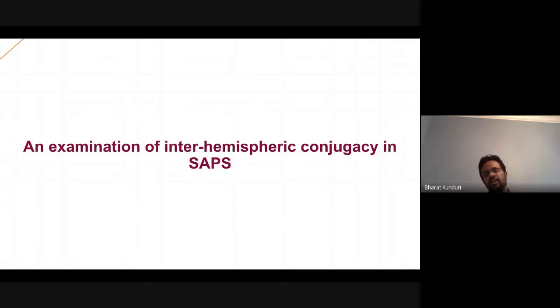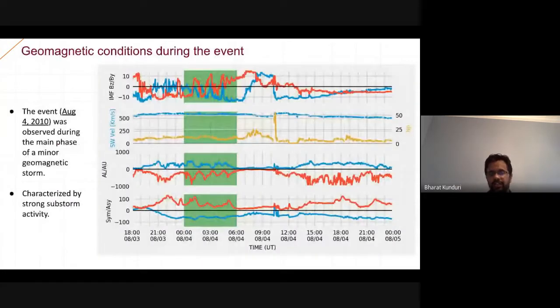And the last chapter that I'm going to talk about is an examination of interhemispheric conjugacy in Sub Auroral Polarization Streams. Like I mentioned before, SuperDARN radars make observations in both northern and southern hemispheres. So they provide an excellent opportunity to examine the degree of magnetic conjugacy in features such as Sub Auroral Polarization Streams. So I'm going to pick an event that occurred on August 4th, 2010.